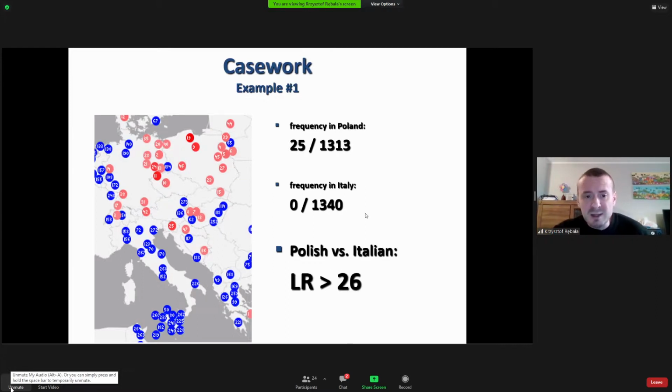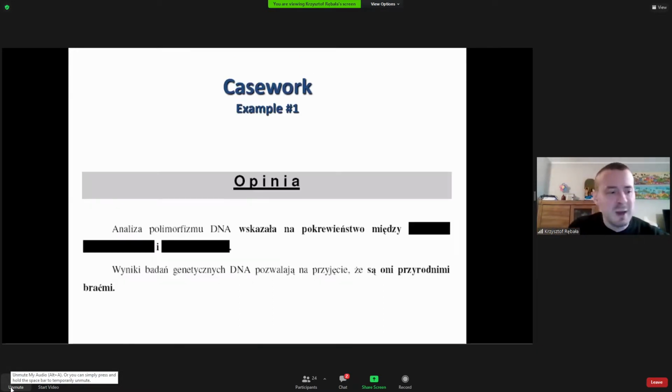But look at Italy, the whole country is blue. Not even one Italian man shared the same Y chromosomal profile with this Italian who came to us. So it was much more likely that his father was Polish than Italian. We combined all these puzzles together and provided the final conclusion that these two men are half brothers.